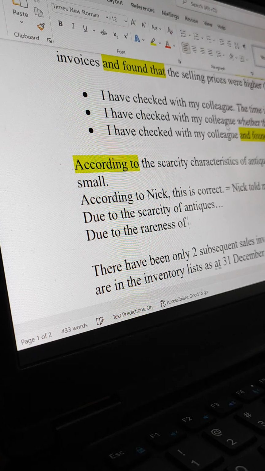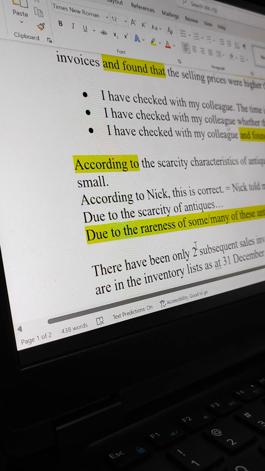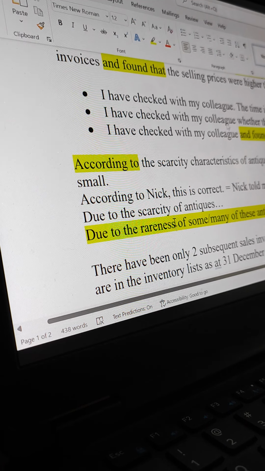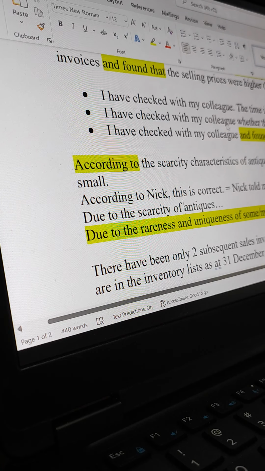Yes, rareness. Some or many of these antique items. You see, I would not really use scarcity. Scarcity means that there are not very many of them around. It's okay, but it's just a strange word to use. I would use due to the rareness. Or maybe because of the rareness and uniqueness of some of these antique items, or of many of these antique items, something like that.